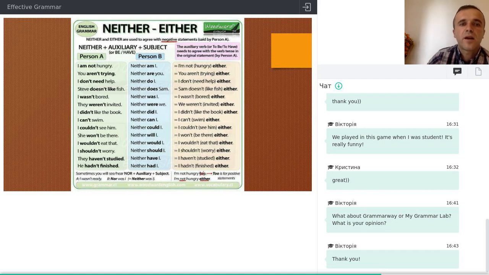And here is neither, either, and how to ask them. I usually do it as with passive voice. I close the right part and I ask them: if there are 2 persons, person A, person B, closes the right part, and then they have to respond to person A, and vice versa.